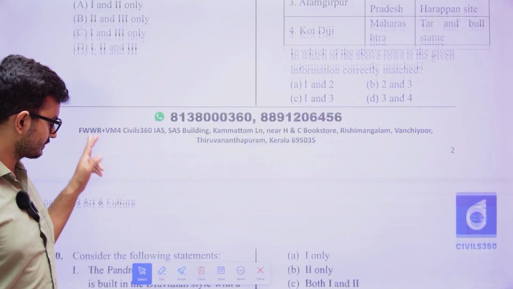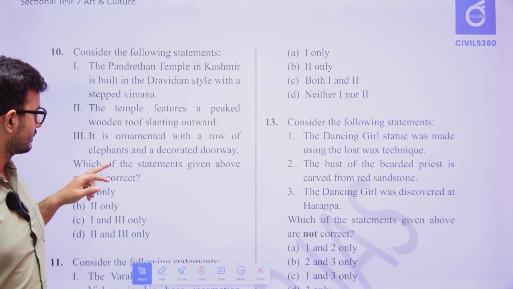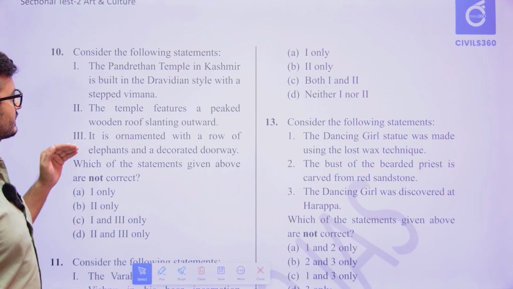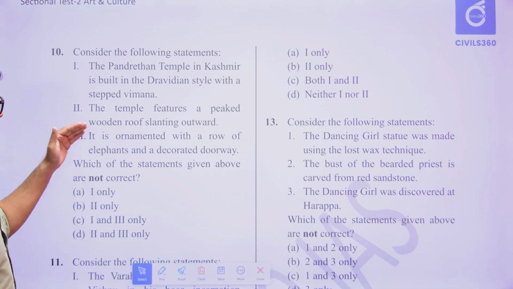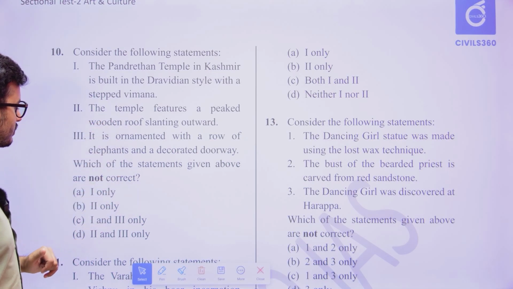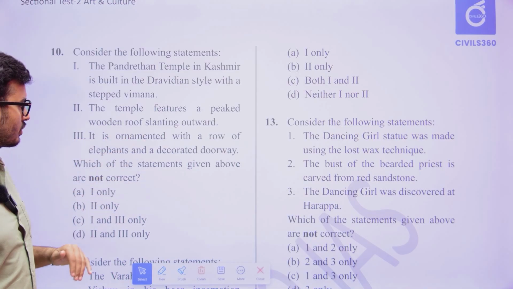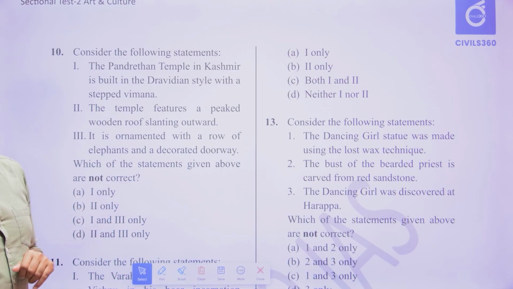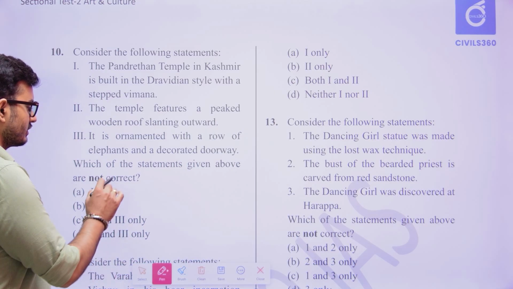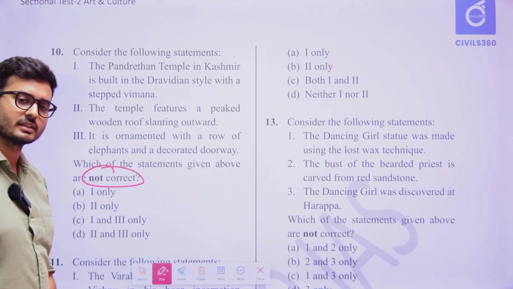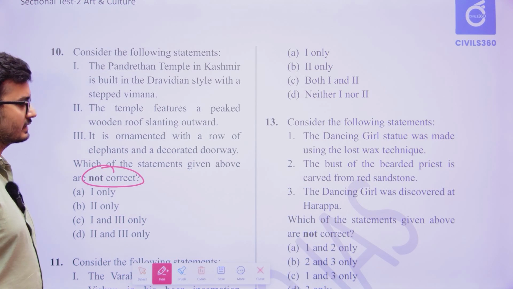Then the next one is: consider the following statements. The Padranath temple in Kashmir is built in the Dravidian style with a stepped vimana. The temple features a peaked wooden roof slanting outward. It is ornamental with a row of elephants and decorative doorway. So which one do you think is going to be the right answer? Here you have to find the incorrect one, that is, which of the following statements is incorrect. Think of it.